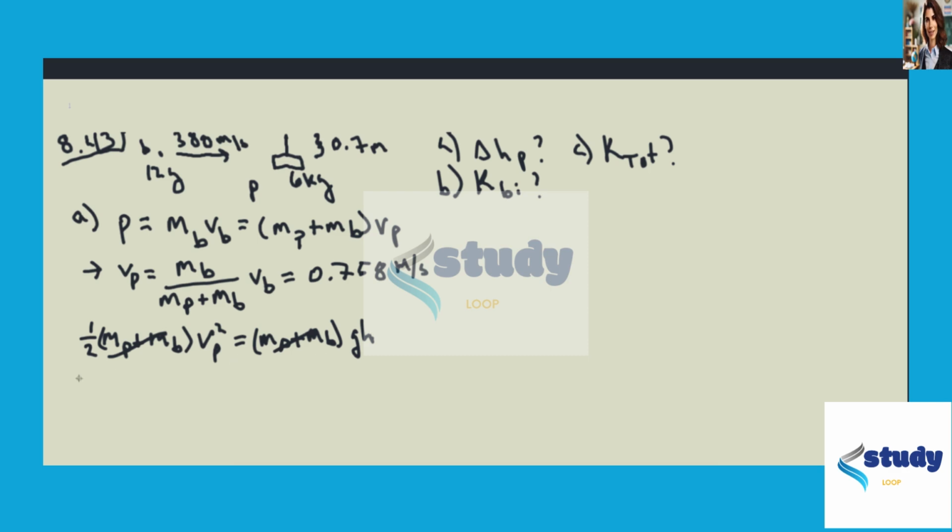And we find that our h here is the square of the speed immediately after it starts moving, divided by 2g. And this is 2.93 centimeters. So not especially high.